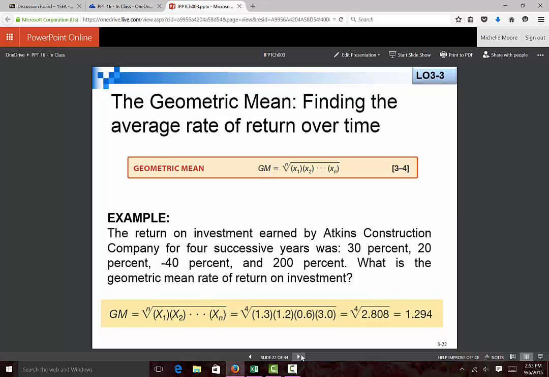If you go down to the bottom of the screen here, we see first of all that we're going to take this to the nth root, the number 4 there. The reason we're using the number 4 is because we have 4 numbers, or 4 years. So we have the 30%, 20%, negative 40, and 200%. Now you have to turn these numbers. You can't just put 0.3. We have to show that there was an increase of 30%. We went up 30%. And so you'll notice down here in our equation, that's why we have 1.3. The 1 signifies that we got up to 100%, and then we continued going up another 30%. And so that's where the 0.3 comes from.